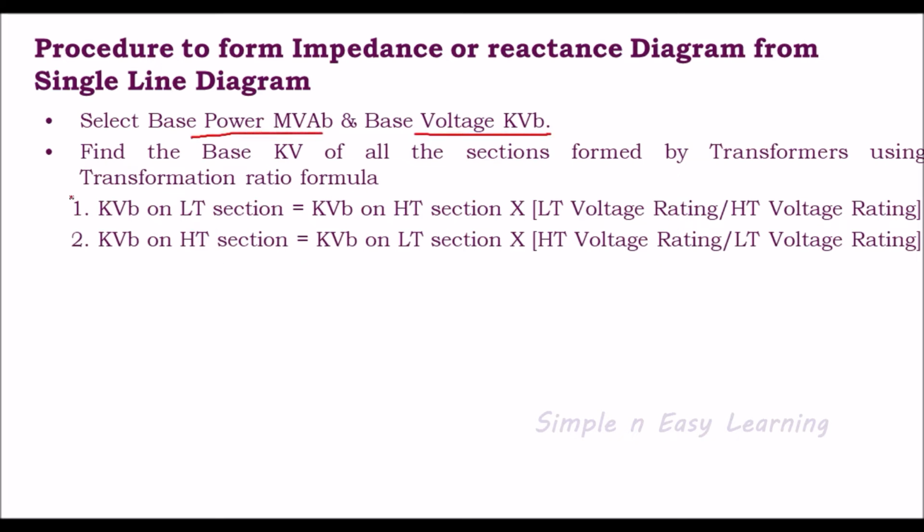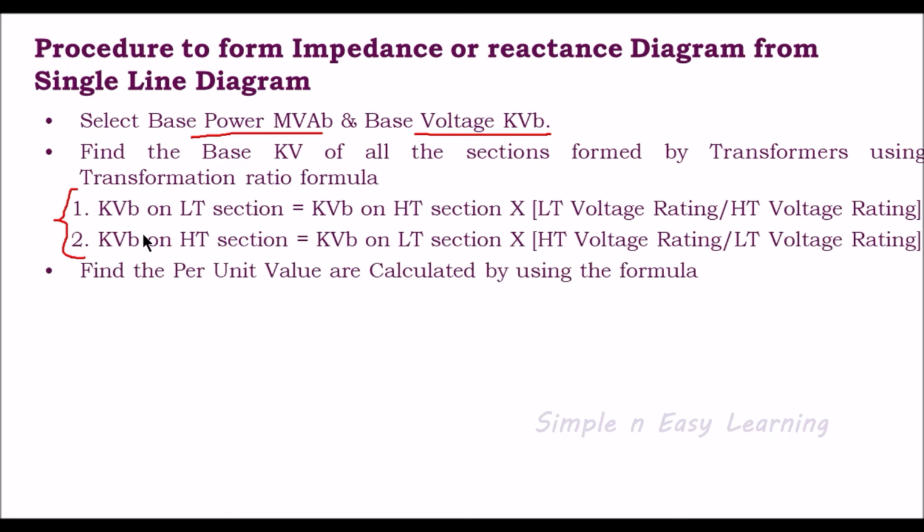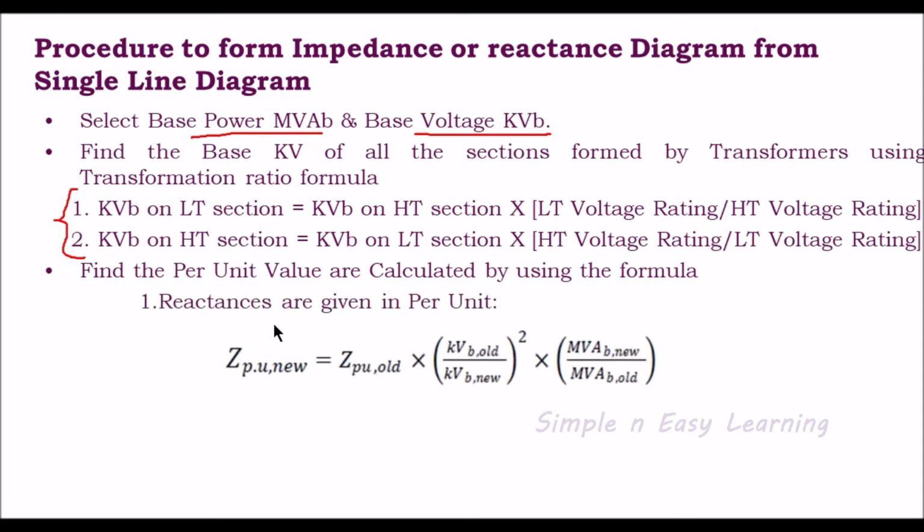Actually, for the transformer section we need to apply these two formulas to find the base kV. Then the third one, find the per unit value calculated by using the formula given below. Reactances are given in per unit. This is the formula to find the per unit value of an impedance. So Z per unit new equals Z per unit old into (kVB old divided by new) whole square into MVAB new divided by old.